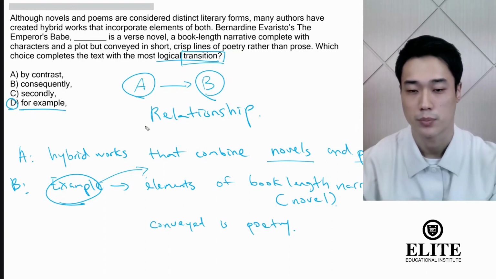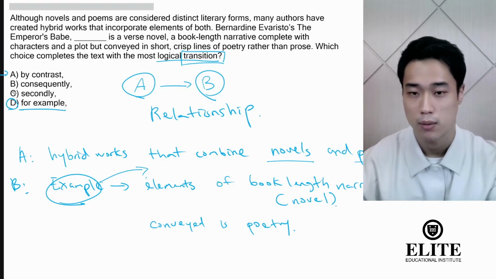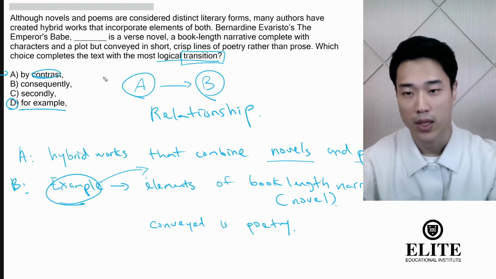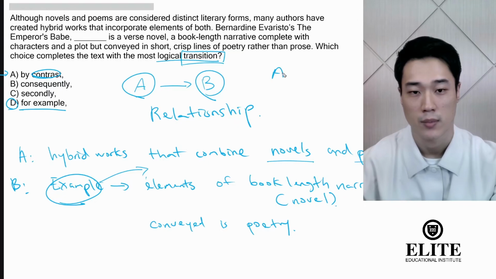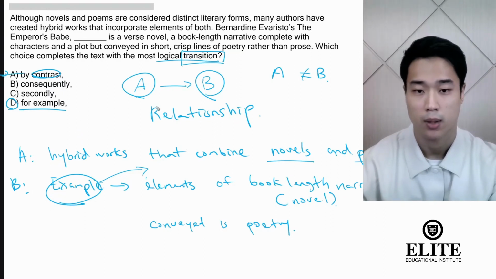For example. It's really good to also know these transitions just for when we're writing essays and stuff. So let's take a look at A. By contrast, as the name implies, we're contrasting. The relationship between A and B has to be unequal or different. But here, the relationship is the same, so we're not contrasting anything.